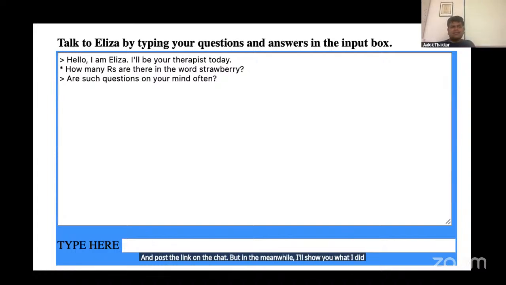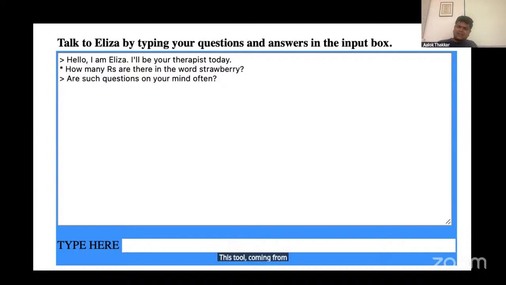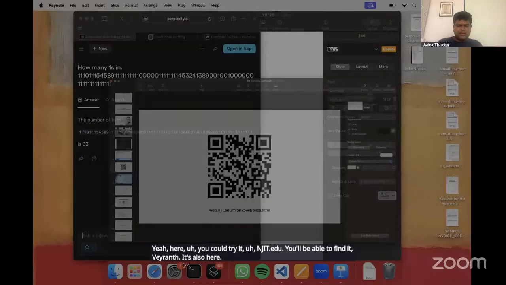I asked Eliza, how many R's are there in the word strawberry? It gave me a very interesting response. This tool coming from 60s, does it pass the imitation game or not? Yeah, here you could try it, njit.edu. You'll be able to find it, Vedant. It's also here. Maybe I can just copy it.